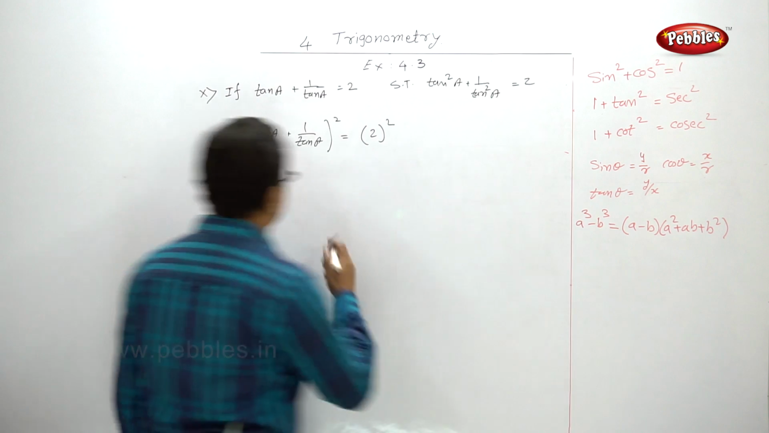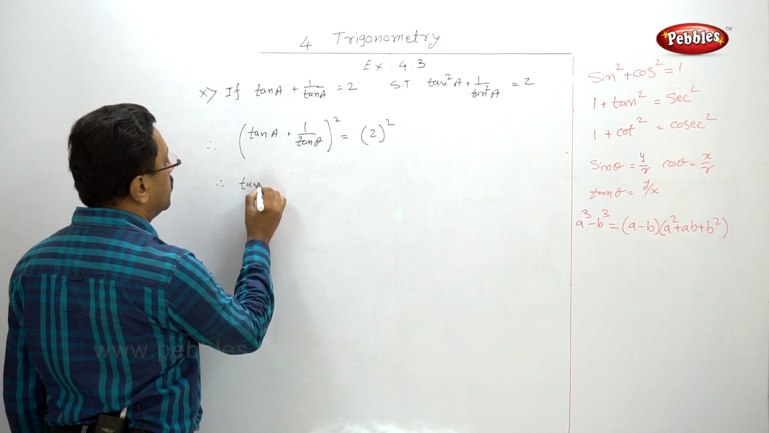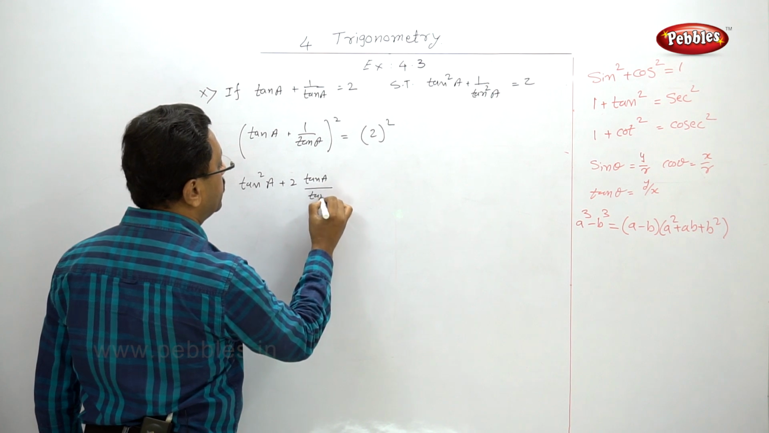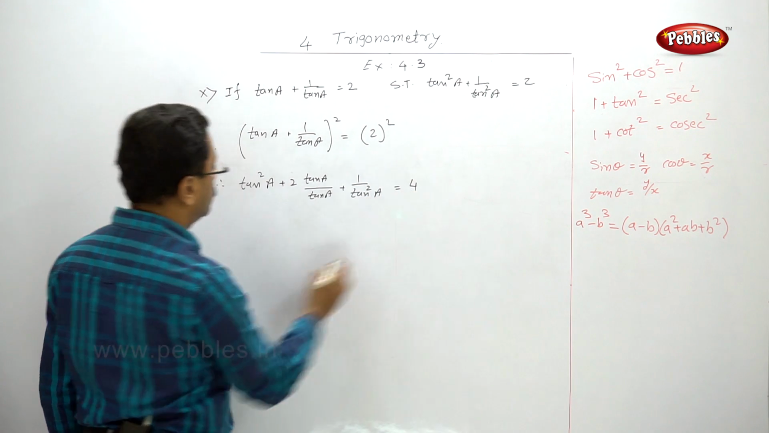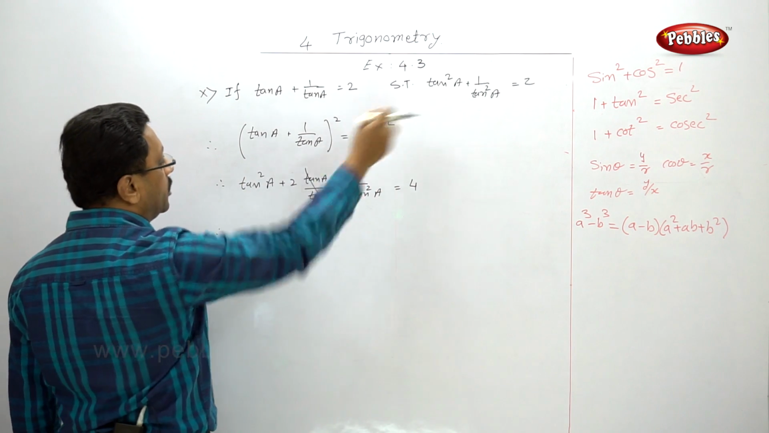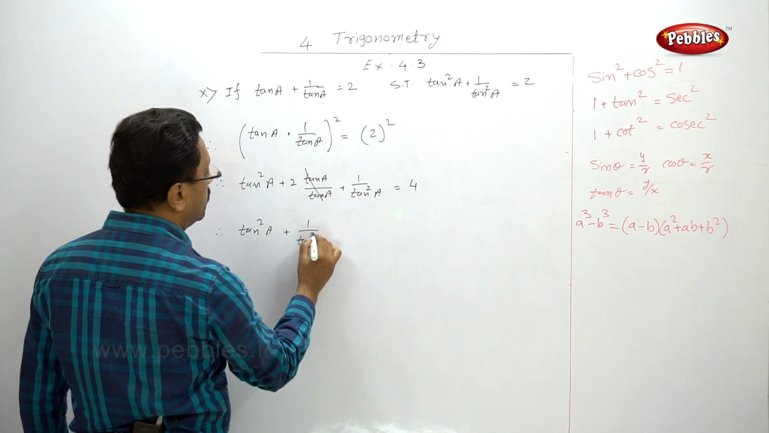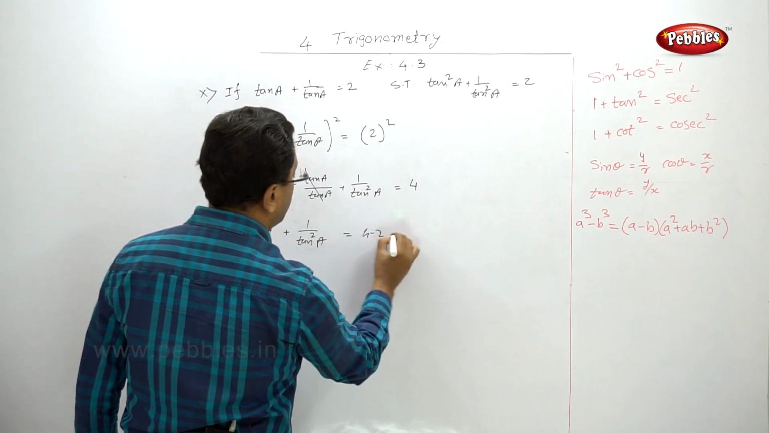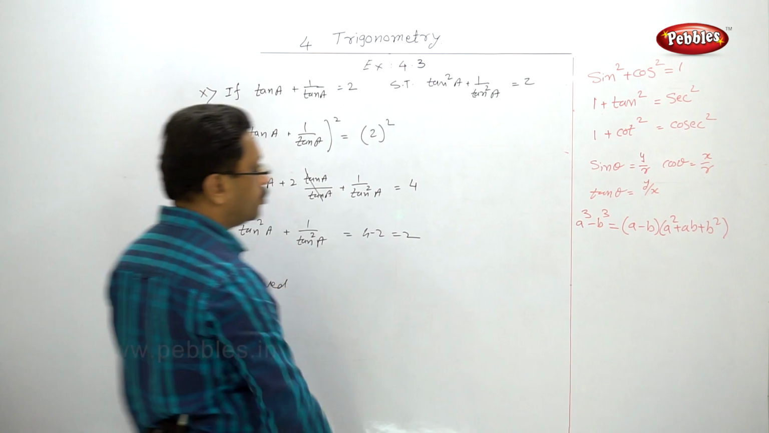Okay, now here this is just like A plus B bracket square. So I will have tan square A plus 2 into tan A upon tan A plus 1 upon tan square A equal to 4. So this will get cancelled, eliminated. So I got the left hand side like that, tan square A plus 1 upon tan square A. Now 2 goes to that side, 4 minus 2, that is 2. So proved.